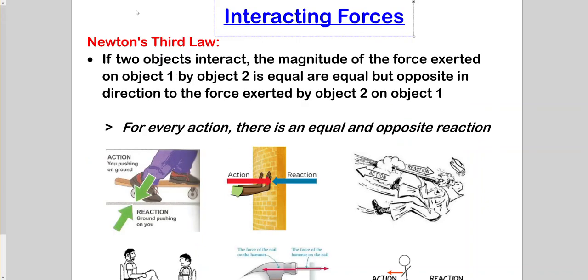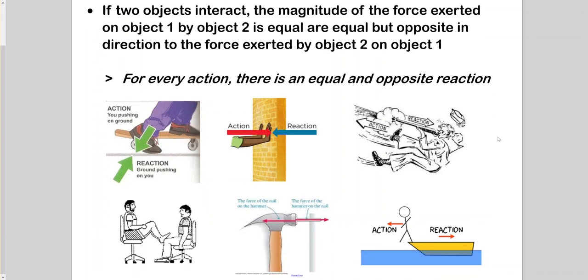So, Newton's third law says, if two objects interact, the magnitude of the force exerted on object 1 by object 2 is equal, but opposite in the direction to the force exerted by object 2 on object 1. In other words, for every action there is an equal but opposite reaction. For every force there is an equal but opposite force. And so here's a ton of different examples, right? When you push on a wall, the wall pushes back on you. That's normal force. If you are skateboarding, why do you move forward? Well, you push on the ground and the ground pushes back on you.